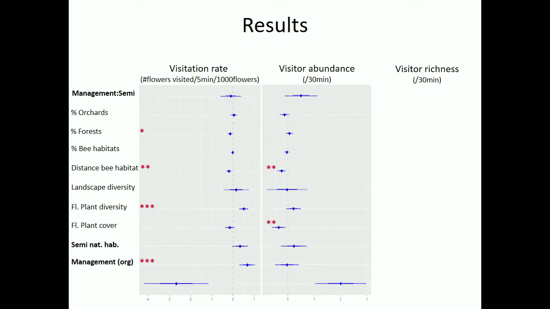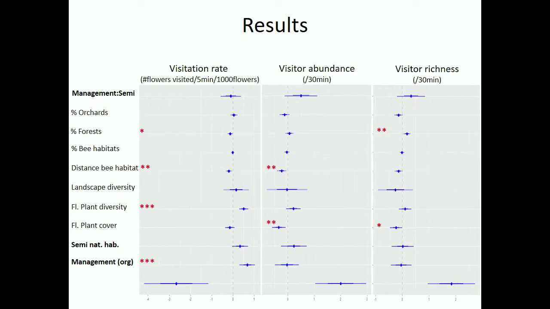Moving on to visitor abundance, this is an even bleaker picture when you look at AES. The interaction, again, is not significant. Semi-natural habitats on their own and management practices are not either. What appears is distance to bee habitat and the flowering plant cover this time, which both have a negative effect on the visitor abundance. This is a typical good example of negative results. Visitor richness also is not affected: the interaction of management and semi-natural habitat doesn't have an impact on visitor richness, and same for these two here.